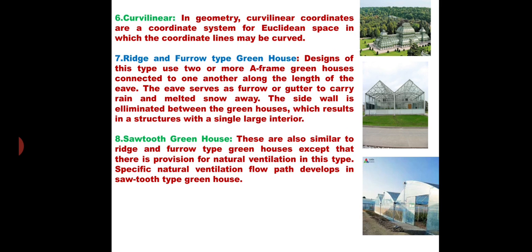And the last one is sawtooth greenhouse. These are also similar to ridge and furrow type greenhouses, except that there is a flow path that develops in the sawtooth type greenhouse.